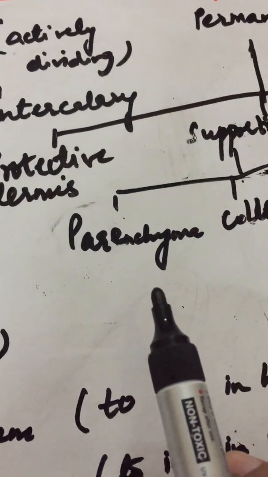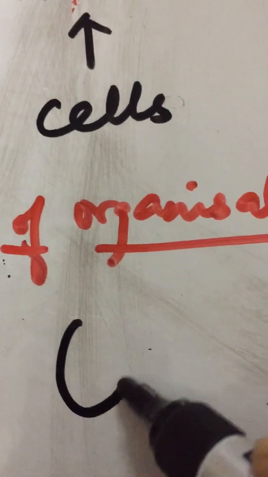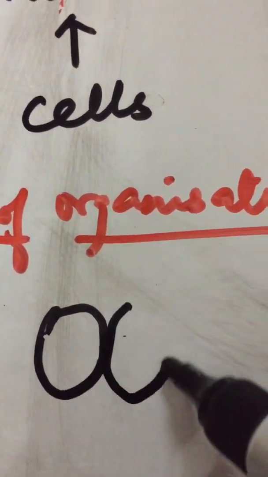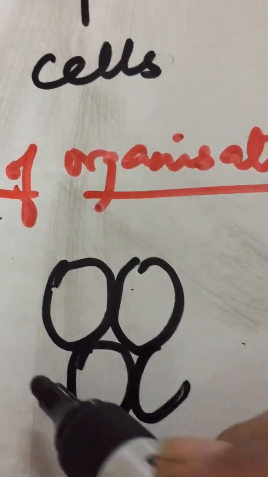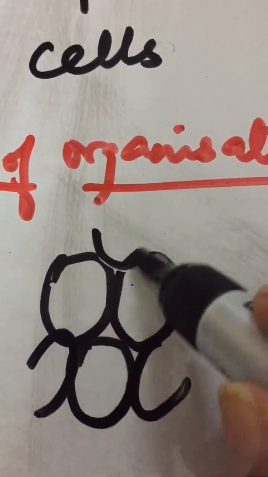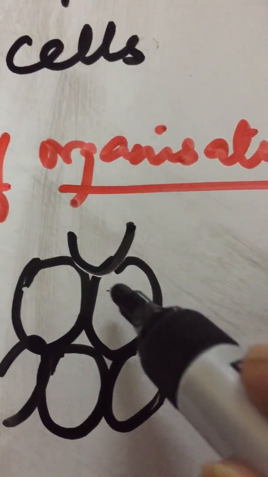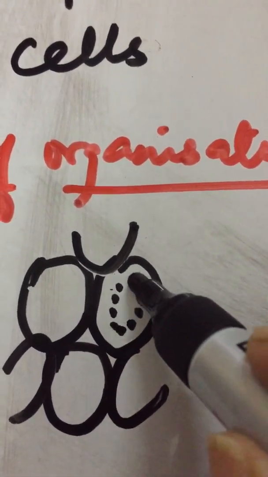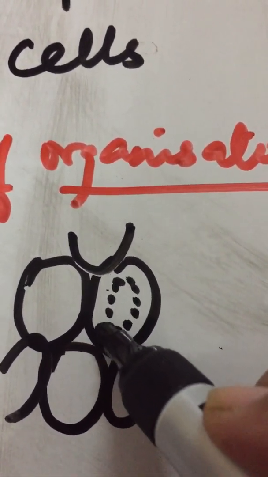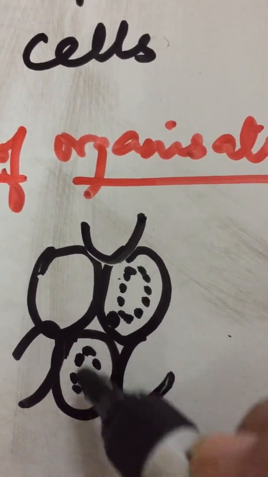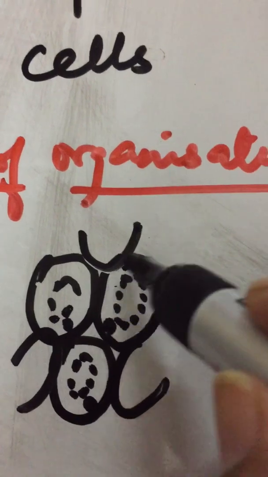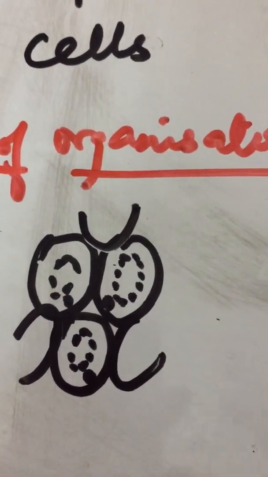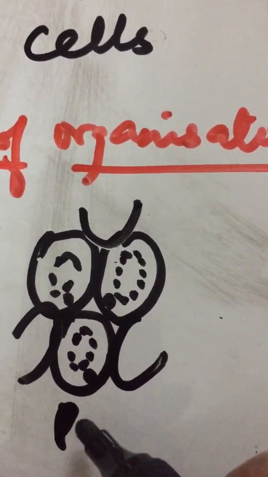Parenchyma consists of thin-walled cells. If you take a look at the parenchyma cells, you'll find them to be thin-walled. And they have intercellular spaces in between them. Like you can see, I have left spaces here in between. These are the intercellular spaces. They have a prominent vacuole. They have a nucleus which is peripheral in location, and this area is filled with cytoplasm. This is what parenchyma cells look like.